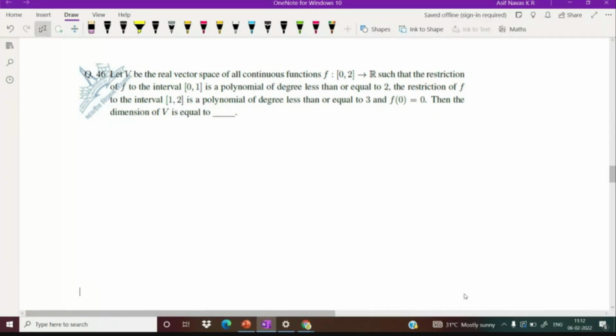And the question number 46. This is the 46th question in IIT JAM. So the question is, let V be the real vector space of all continuous functions f from the closed interval [0, 2] such that the restriction of f to the interval [0, 1] is a polynomial of degree less than or equal to 2, and the restriction of f to the interval [1, 2] is a polynomial of degree less than or equal to 3, and f(0) = 0. Then the dimension of V is equal to.